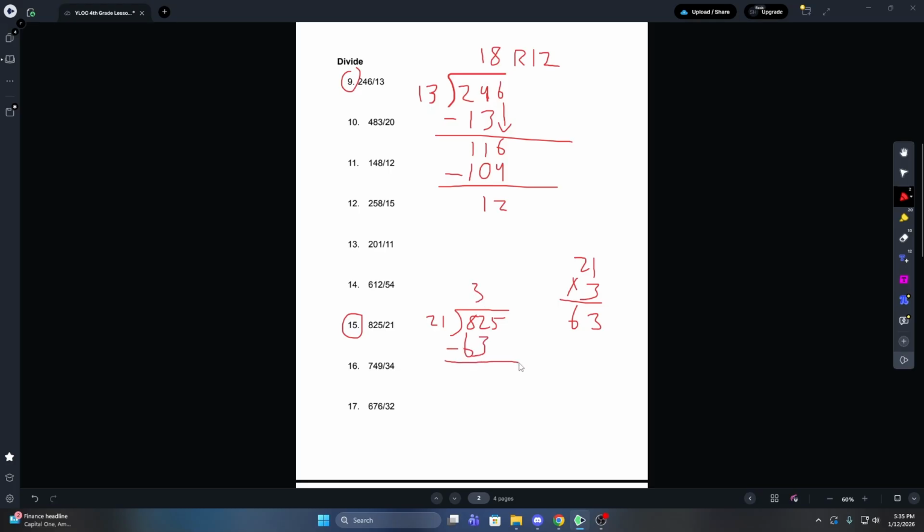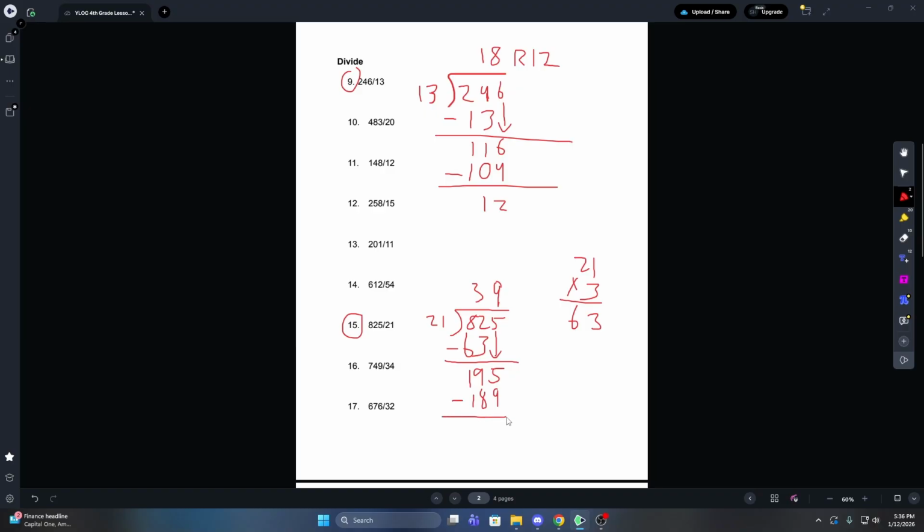63, right? Now if you do this subtraction, let's see, 82 minus 63, it's going to be 19. Then you can draw that 5 down. And now how many times does 21 fit into 195? Let's see. For me, I'm going to think about it like 195 divided into 21 different parts. And it seems like it's going to fit in 9 times. So now what's 21 times 9? That's going to be 189.